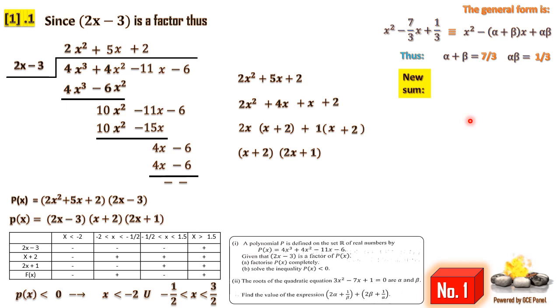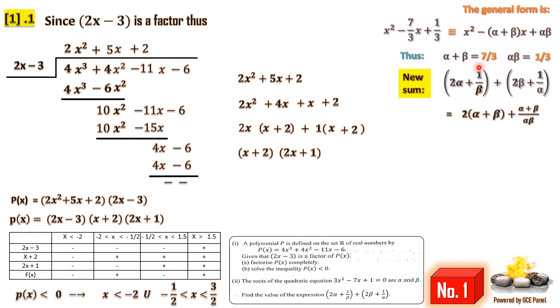We simplify this. We will have 2 alpha plus 2 beta, that's 2 into alpha plus beta. And for 1 over beta plus 1 over alpha, when we look for the LCM, which is alpha beta, and simplify, we're going to have alpha plus beta on alpha beta. So we now fit in these values. We will have 2 into alpha plus beta.